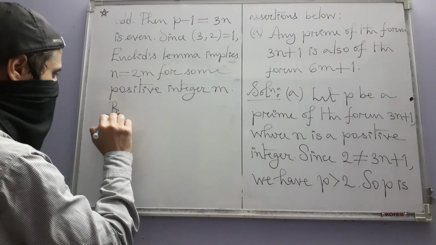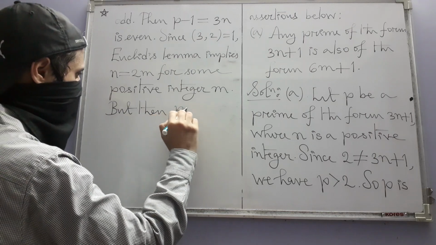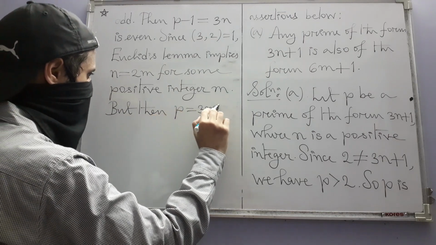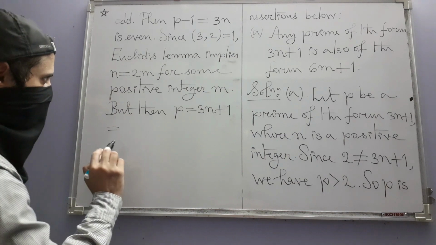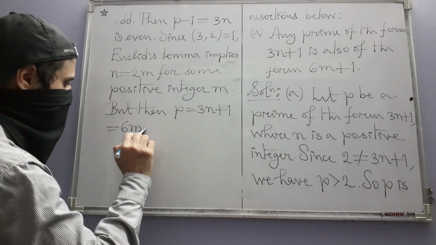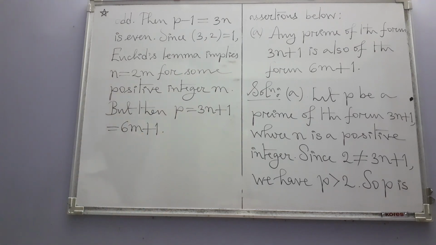But then p equal to 3n plus 1, but because n is 2m, so this is 6m plus 1. Okay, so that's how we have our result.